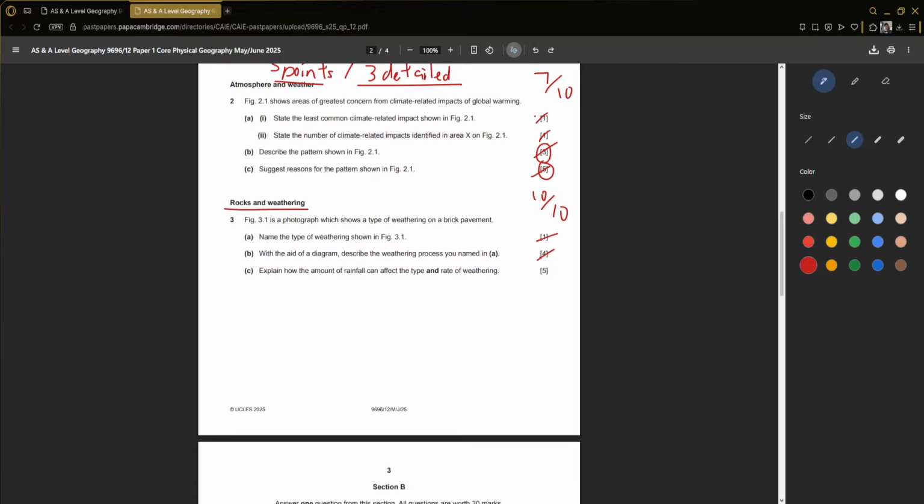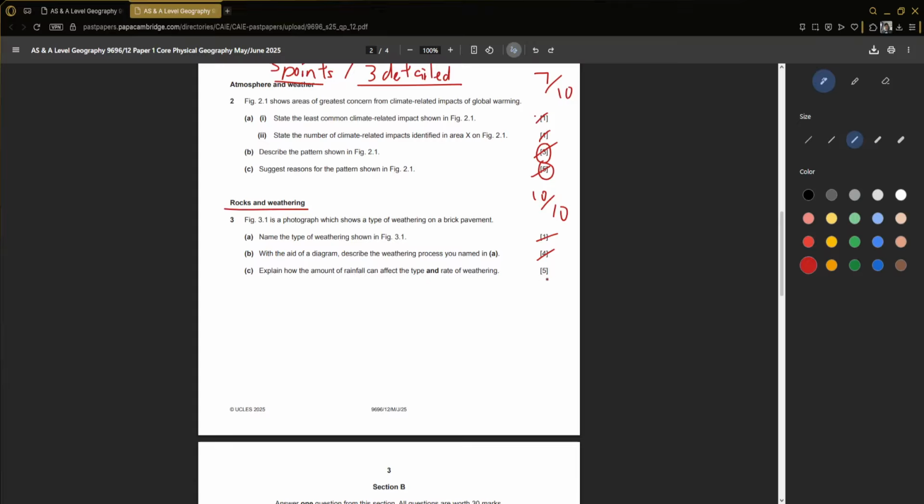So after you draw a diagram, you can talk about the fact that temperature has to fluctuate around 0 degrees. Water enters cracks, it freezes and expands by 9%, putting pressure on the rock, which cracks it, and then it thaws, which repeats the cycle, and that's 4 marks easily.